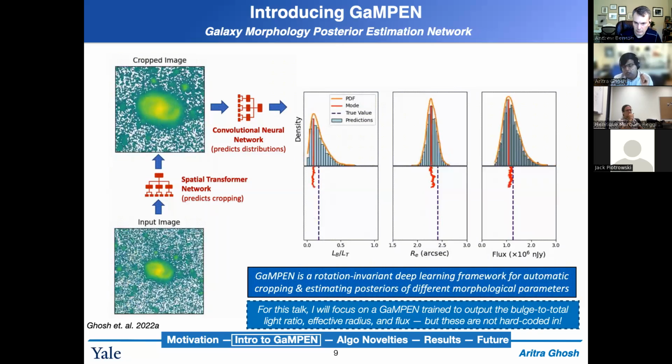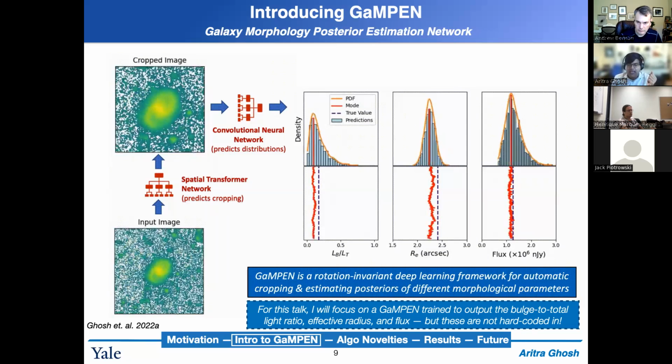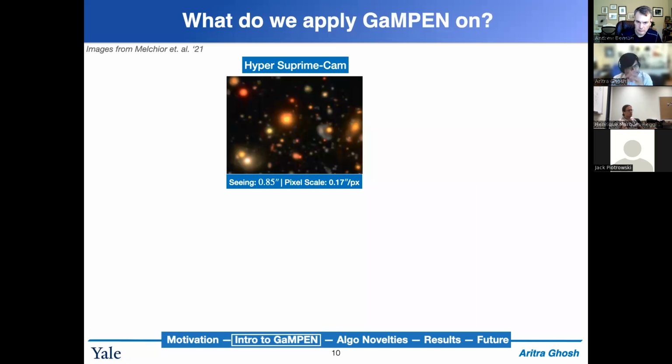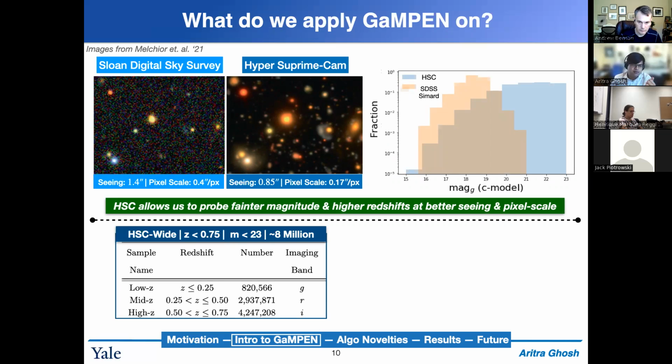network. So next comes the question of what do we use GaMPEN for? What do we apply it on? We choose to apply GaMPEN on images from the Hyper Suprime-Cam survey. And the question is why? To make that point, I can easily compare it to SDSS, for example. Hyper Suprime-Cam allows us to probe fainter magnitudes and higher redshifts at better seeing and pixel scale compared to, for example, something like SDSS. And the specific sample that we chose to deal with is the Hyper Suprime-Cam wide survey, which is the biggest layer in Hyper Suprime-Cam.